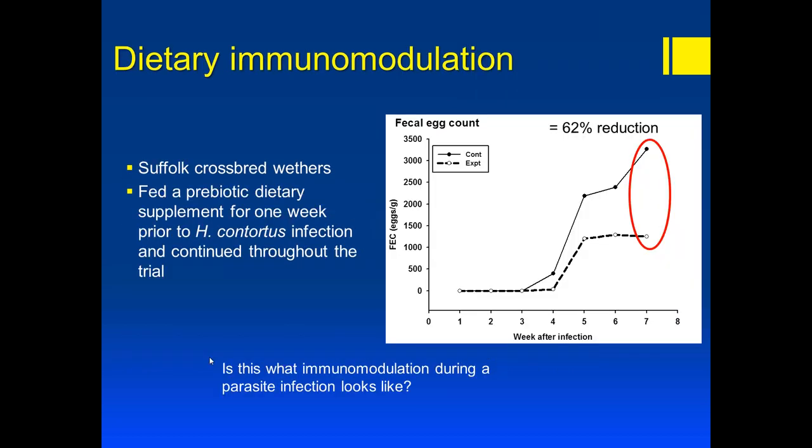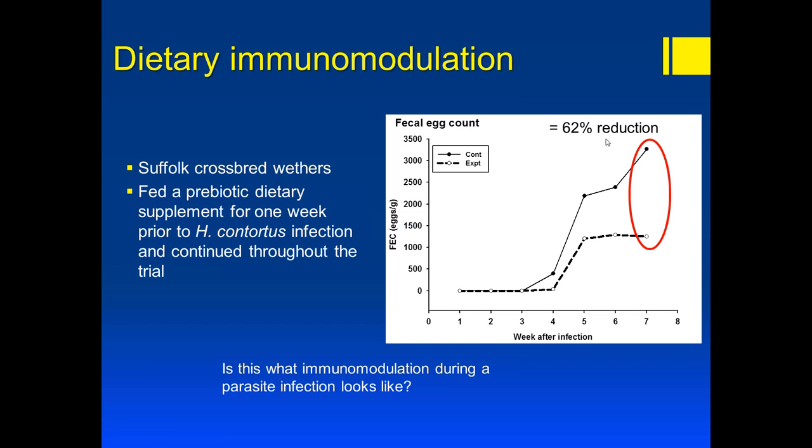In our own study here at West Virginia University, we used dietary immunomodulation. In essence, we fed these sheep a kind of yogurt. We fed them a prebiotic dietary supplement for 1 week prior to Haemonchus contortus infection. These are lambs that have been challenged before. You can see that even in a challenged individual, they did not develop immunity to clear that parasite infection. The lambs that received this experimental treatment had a fecal egg count reduction of 62% without any drugs.